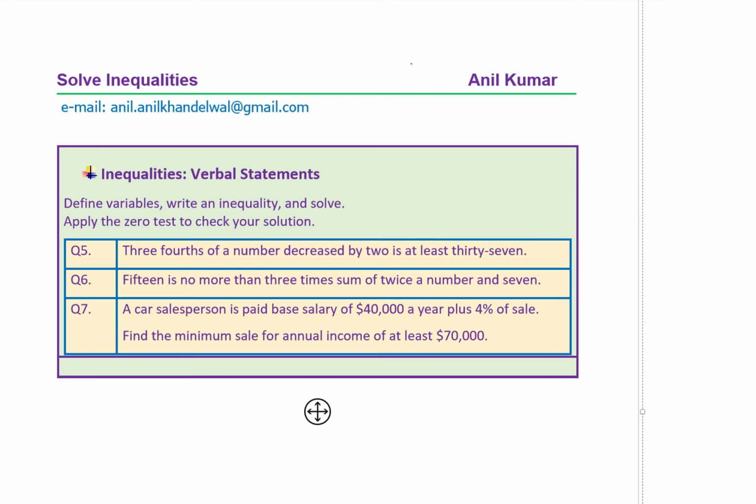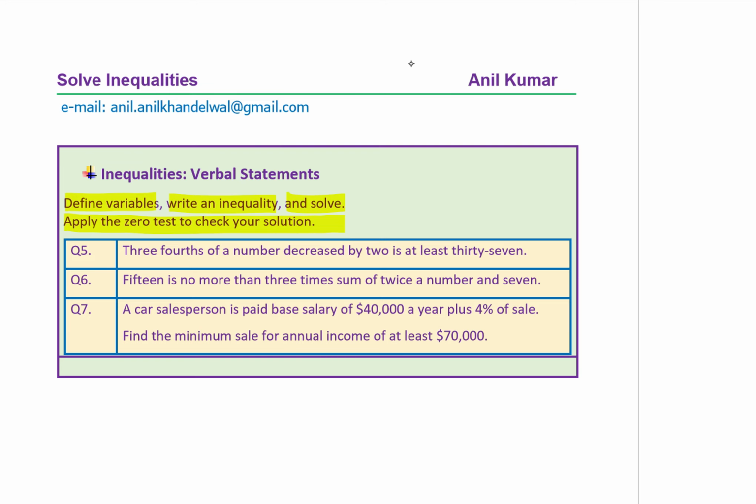Okay, let's move forward and take the other kind of examples. Now in these examples as shown here, we have verbal statements. From verbal statements, we are going to write our inequality and solve them, just as we did earlier with equations, correct? So now we'll define variables, write the inequality, and then solve. That's the exercise. And then we have to apply the zero test to check our solution. That's always there. Normally it is not given to you, it is for you to do. We are putting it there right before you so that it's in your mind that you should check your solution.